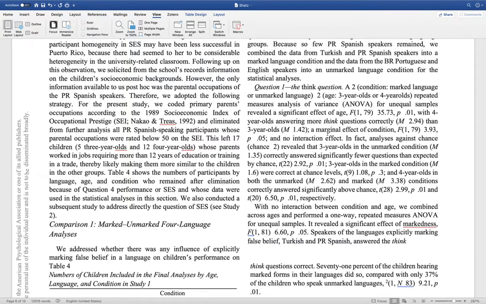A marginal effect of condition where p equals 0.05. So that's like, wasn't quite significant. It equals 0.05. But basically, I'm just going to interpret this one as significant. And no interaction effect. In fact, they didn't tell me the marginal effect of condition. But that's going to be marked language versus unmarked language.